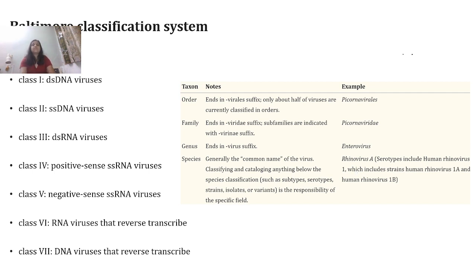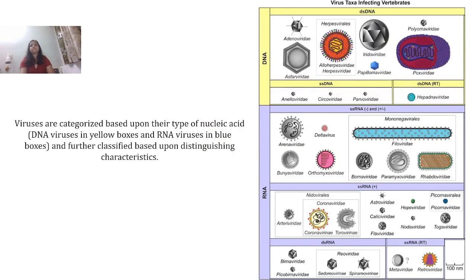So these are the different kinds of taxa, the different levels of the naming system: class, order, family, genus, species in the case of the normal taxonomic system. Here you can see they are categorized based on their type of nucleic acid. DNA viruses are in this yellow box and RNA viruses in the blue box, and further they are characterized based on distinguishing characteristics.